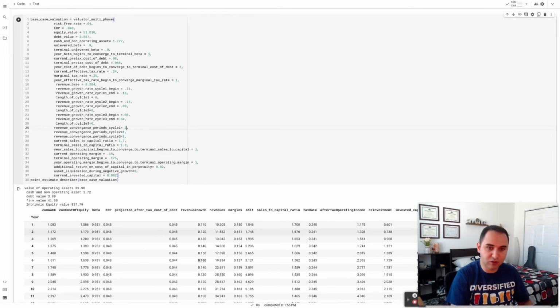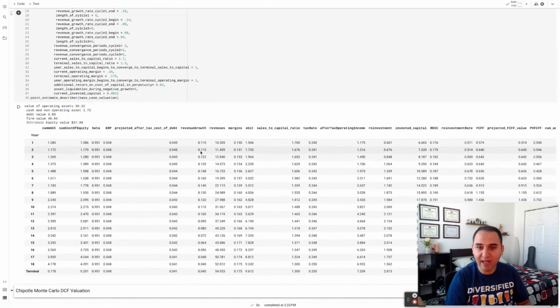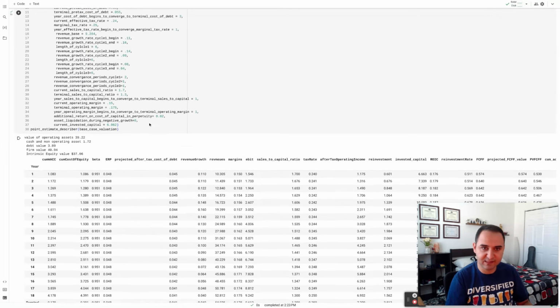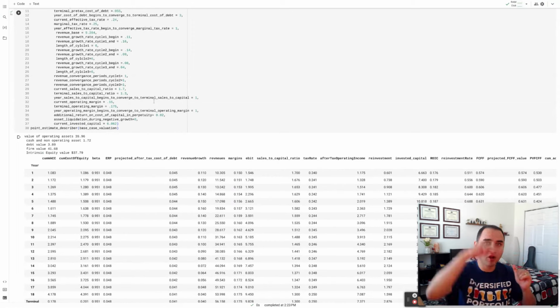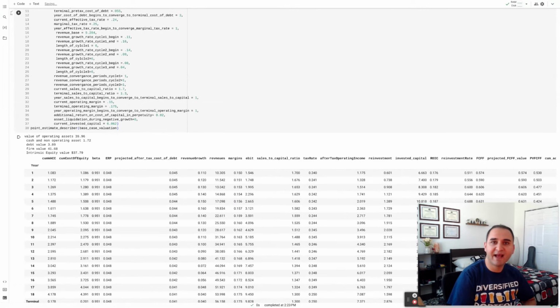If I put this 2, then we will have 11 for 2 years, and then it starts converging, and at year 6 we're going to arrive at 16. So again, this is a feature that the model has. If you have high growth for a while and you want to sustain it for several years and then bring growth down, again, the model has it.